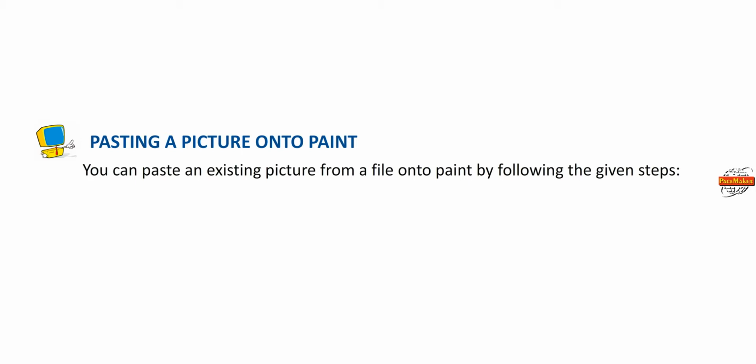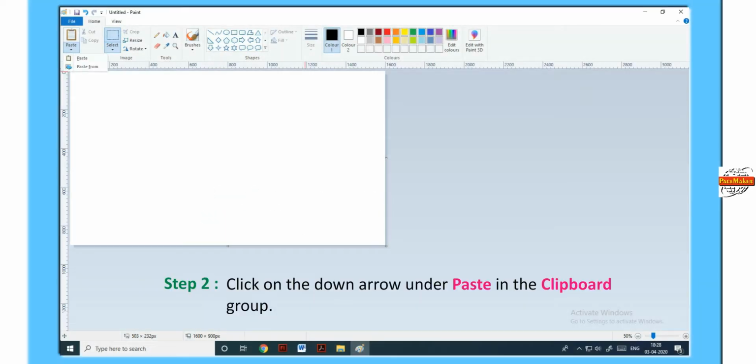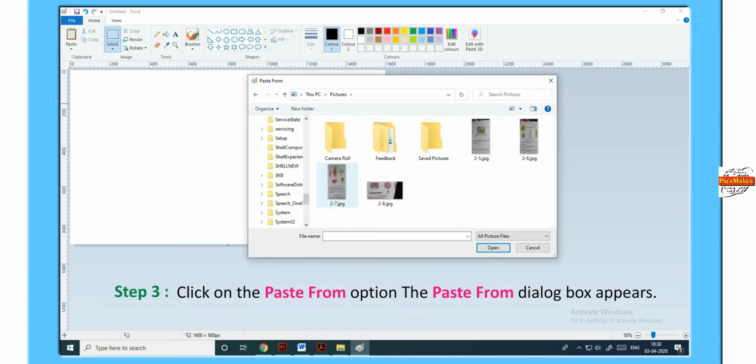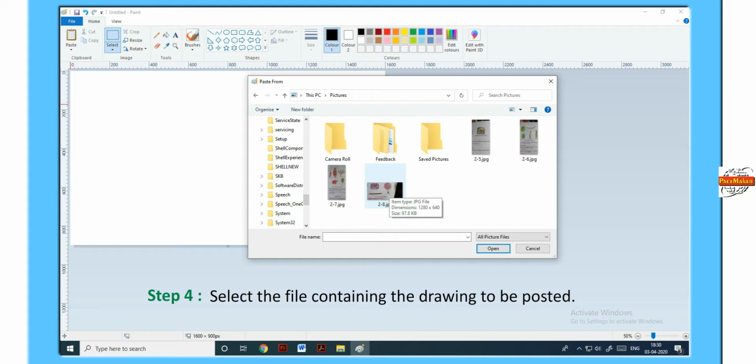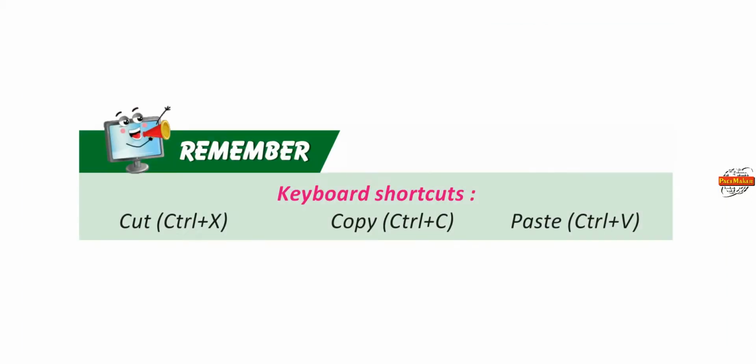You can paste an existing picture from a file onto Paint by following the given steps. First, click on the Home tab. In Step 2, click on the down arrow under Paste in the Clipboard group. In Step 3, click on the Paste From option. The Paste From dialog box appears. In Step 4, select the file containing the drawing to be pasted. In Step 5, click on the Open button. The picture from the selected file gets pasted at the top left corner of the drawing area.